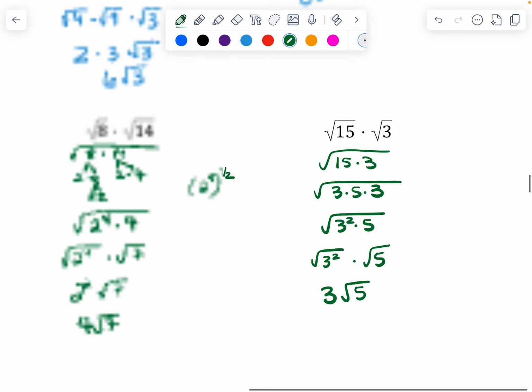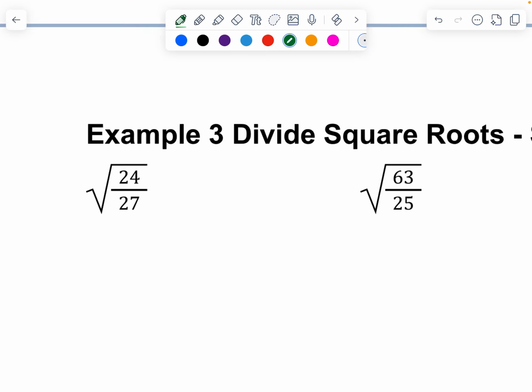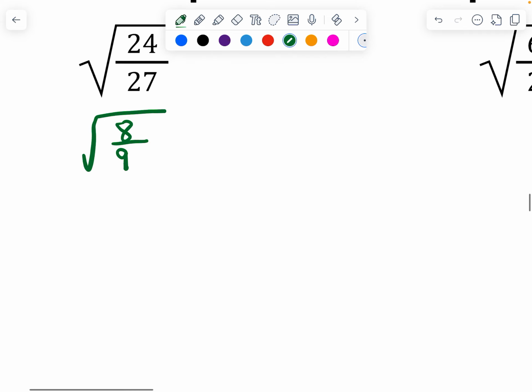Okay. Divide square roots. I'm going to tell you first, simplify the fraction first. What goes into both of them? 3 goes into both of them. It goes in 8 times here. It goes in 9 times here. Okay? So I'm going to do it off to the side.